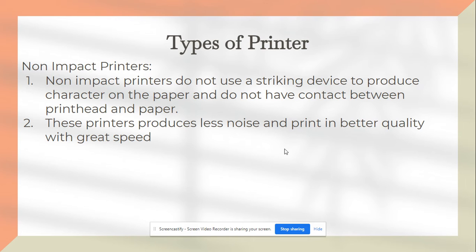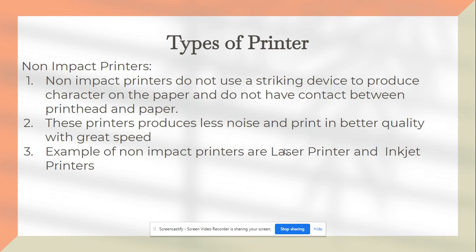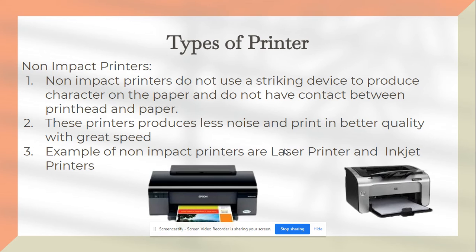These printers produce less noise, and the quality of printing is much greater as compared to that of the impact printers, because in impact printers all the characters are formed with the help of dots. And yes, the major advantage of this type of printers is that they print with a great amount of speed. Examples of non-impact printers are laser printers and inkjet printers. So these are some of the types of printers.